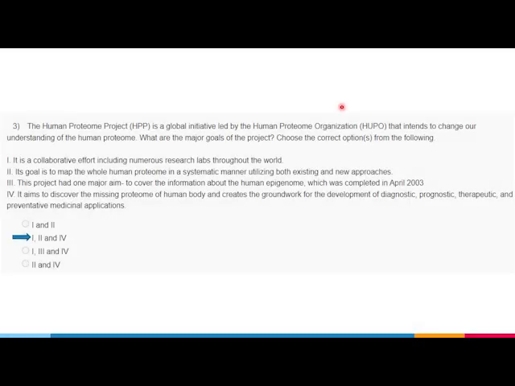So the correct answer regarding this question is: the Human Proteome Project is a collaborative effort including numerous research labs throughout the world. It is also number 2, its goal is to map the whole human proteome. And number 4, it aims to discover the missing proteome of the human body and create groundwork for development of diagnostic and preventive medical applications. So it was option B. Option number 3 is the only wrong one, that this aims to uncover information of the human epigenome.